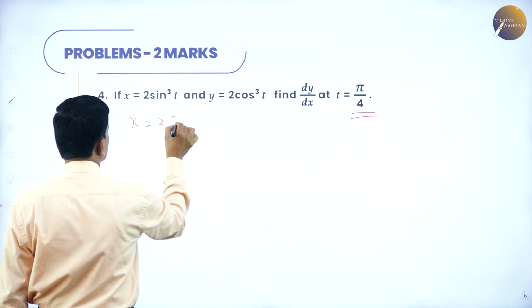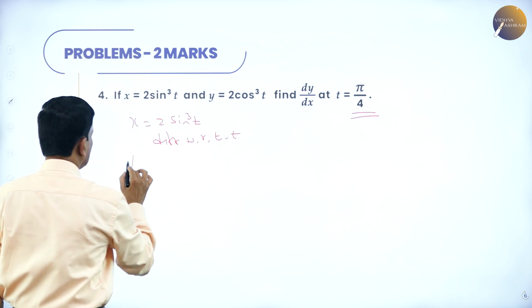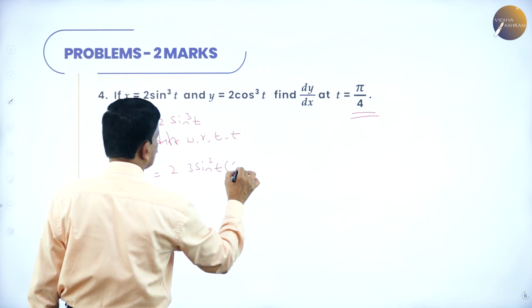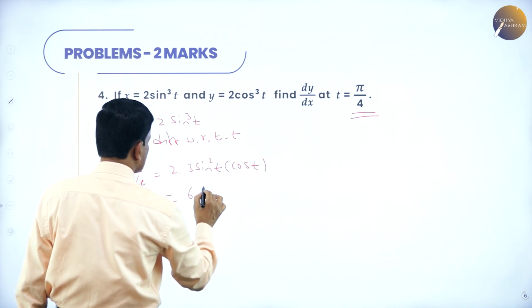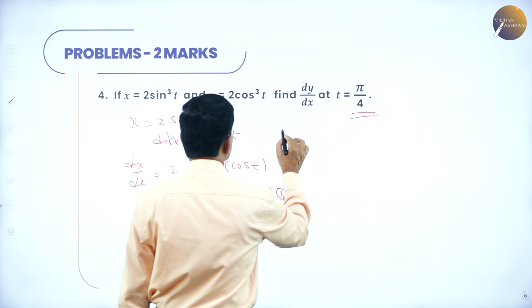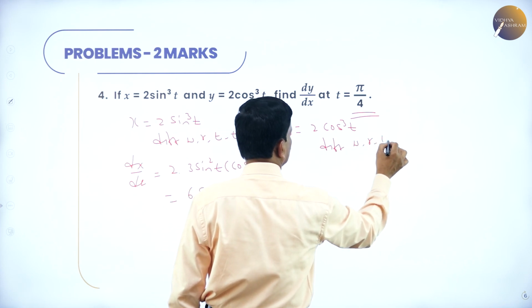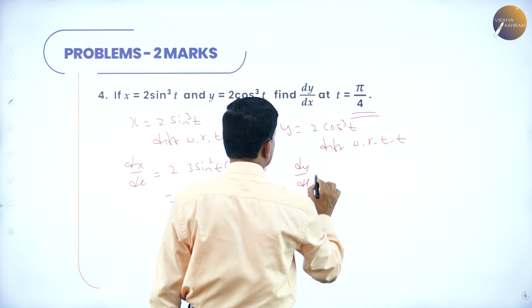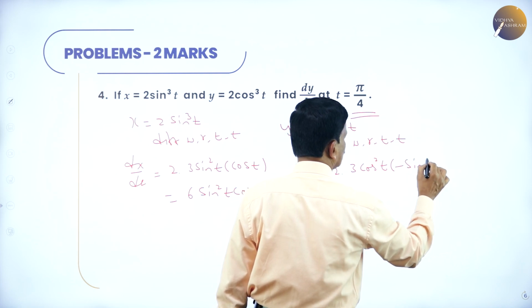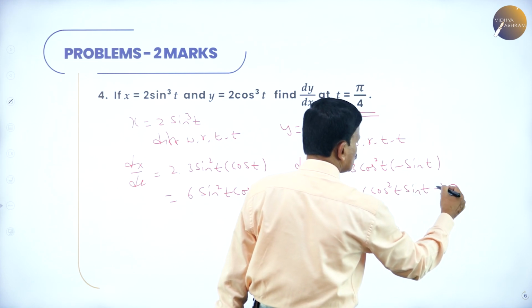Now, what is given? x is equal to 2 sine cube t. Differentiating with respect to t, what will we get? dx by dt is equal to 2 into 3 sine square t into the differentiation of sine t, which is cos t. This can be written as 6 sine square t into cos t. Let us represent this as equation number 1. On the other hand, y is equal to 2 cos cube t. Differentiating with respect to t, dy by dt is equal to 2 into 3 cos square t into the differentiation of cos t, which is minus sine t. This is minus 6 cos square t into sine t. Let us represent this as equation number 2.